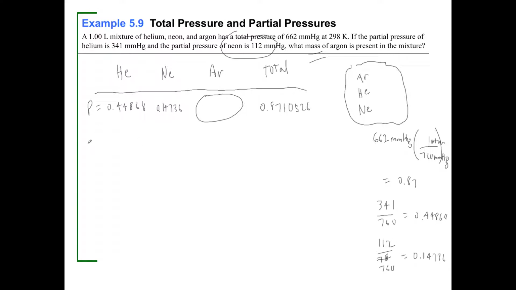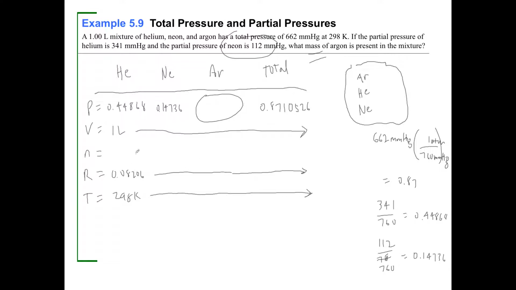All right, so I got the P's for all those. V, N, R, T, great habit. 0.08206 for all of them, all the way across. That was a little bit of sarcasm. It just didn't sound very nice, though, did it? And 298K is the same for all of them. 298K all the way across. And the volume is 1 liter all the way across, right? And the moles is additive.